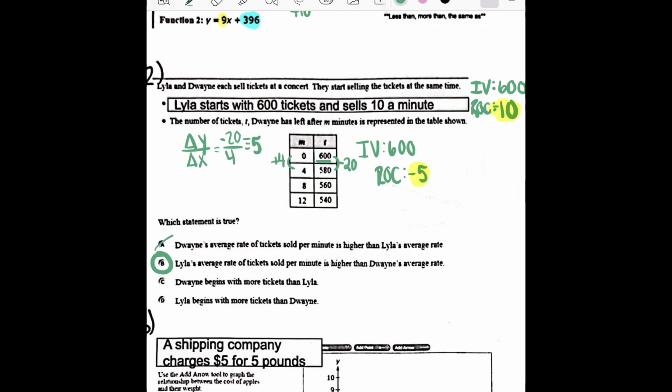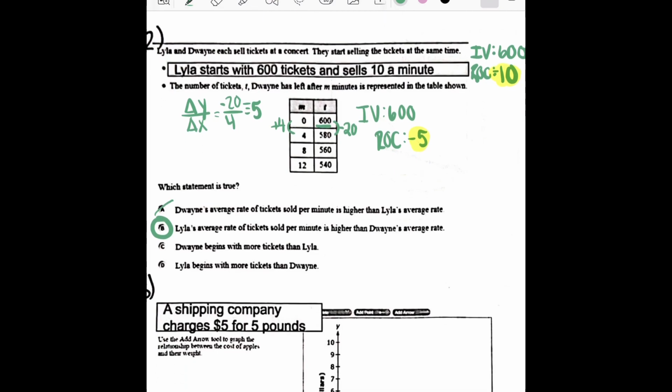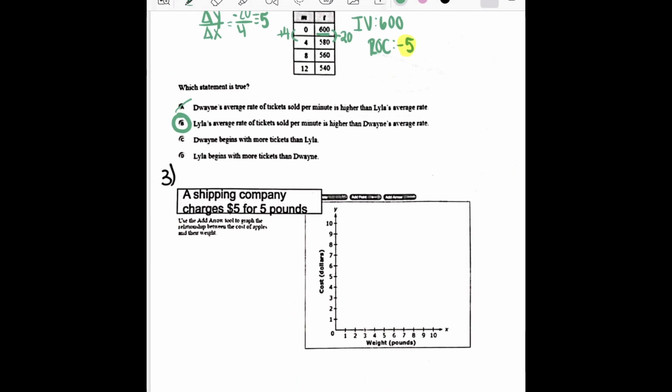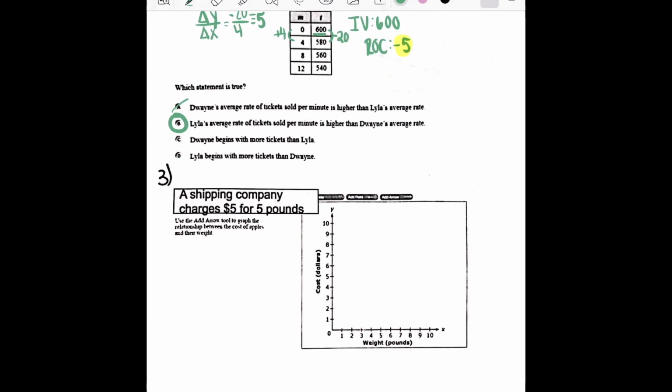That means you're already finished with the problem. Okay? If we go to number 3, this one says a shipping company charges $5 for 5 pounds. Now, we are not using an add arrow tool because we're not doing this on the computer, so we're just going to graph it on the graph. So we already know they charge $5 for 5 pounds. So the weight is 5 pounds on the bottom, and on the y-axis is $5. So we're going to put our point at 5 and 5.